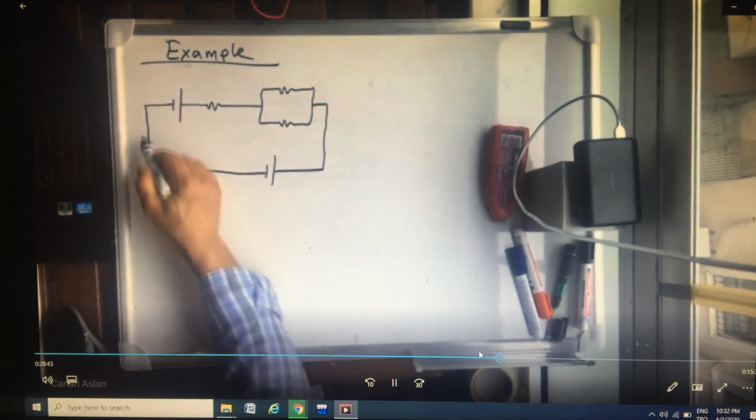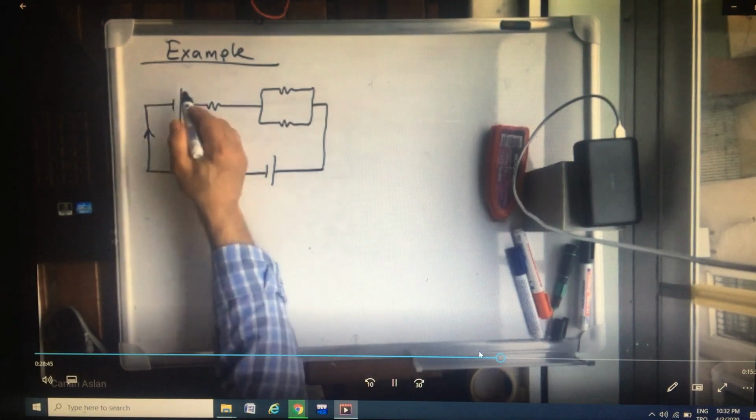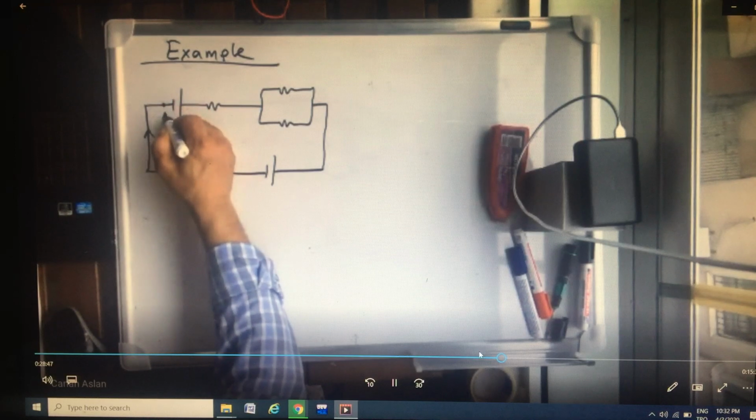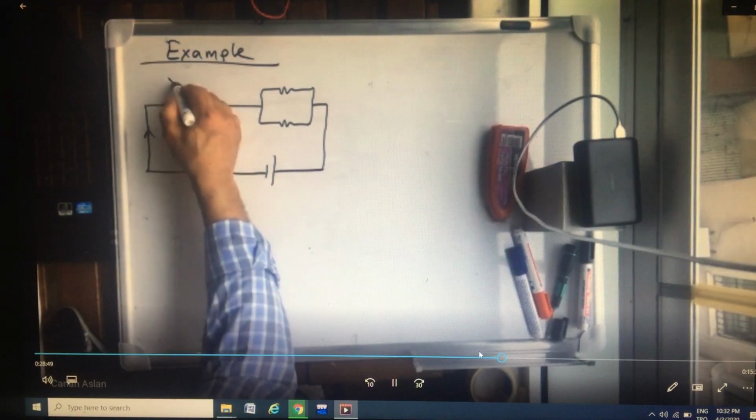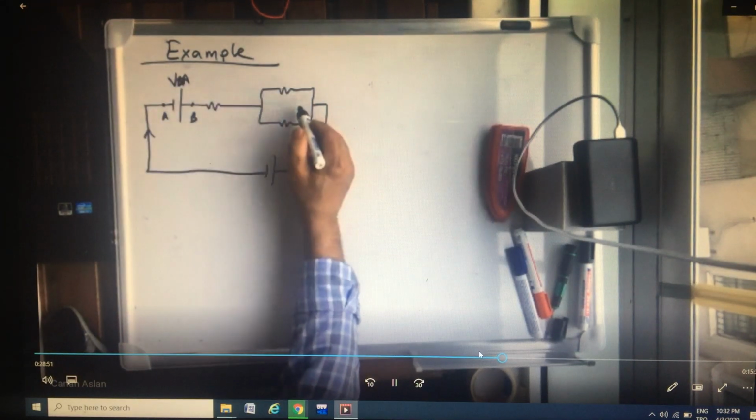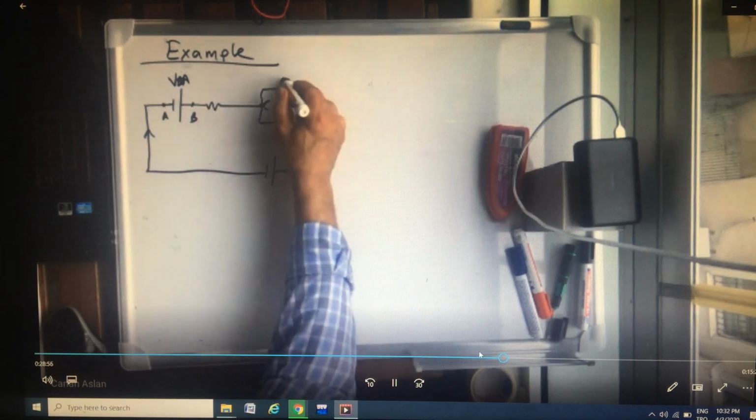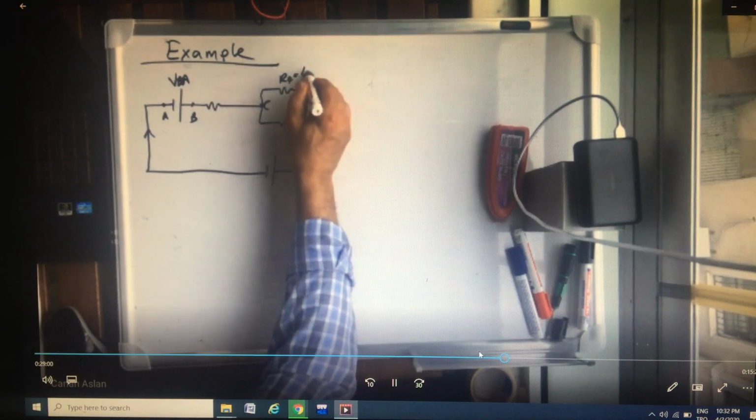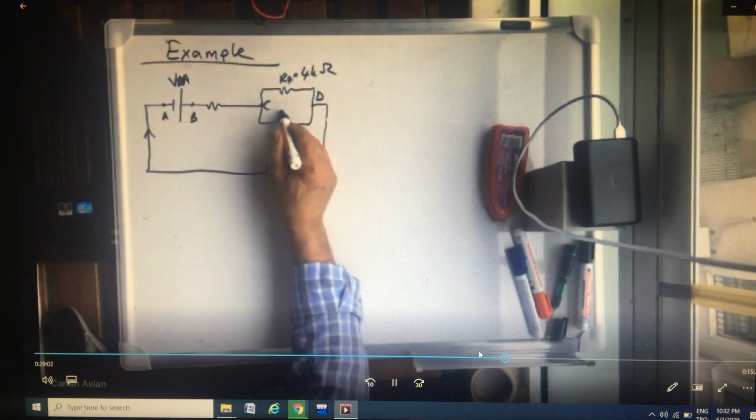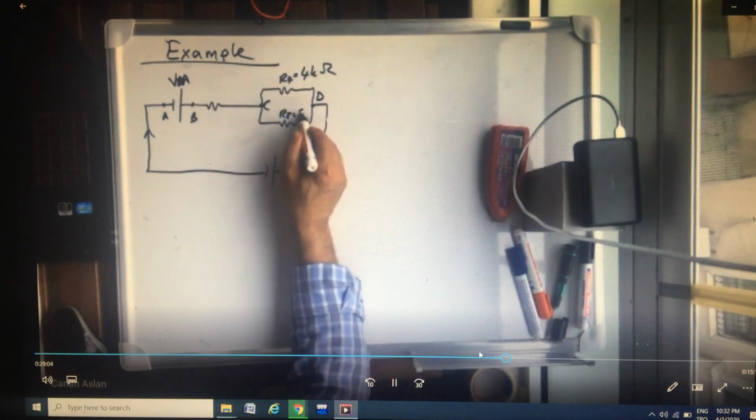Okay. This is now the question A and B. This is VBA. And this is point C, and this is point D. R4 is given, and it is 4 kilo ohms, okay? And this is R8, which is 8 kilo ohms.